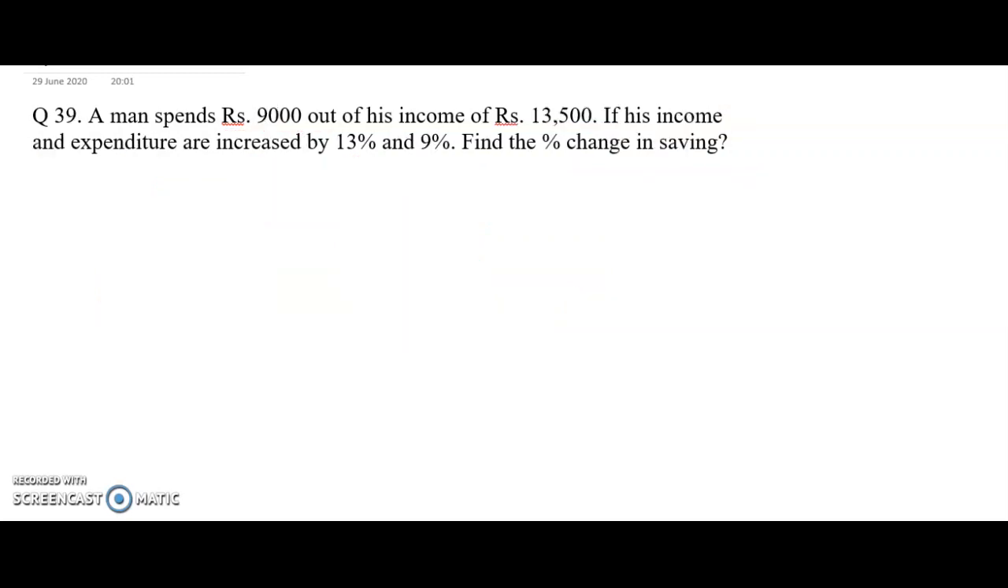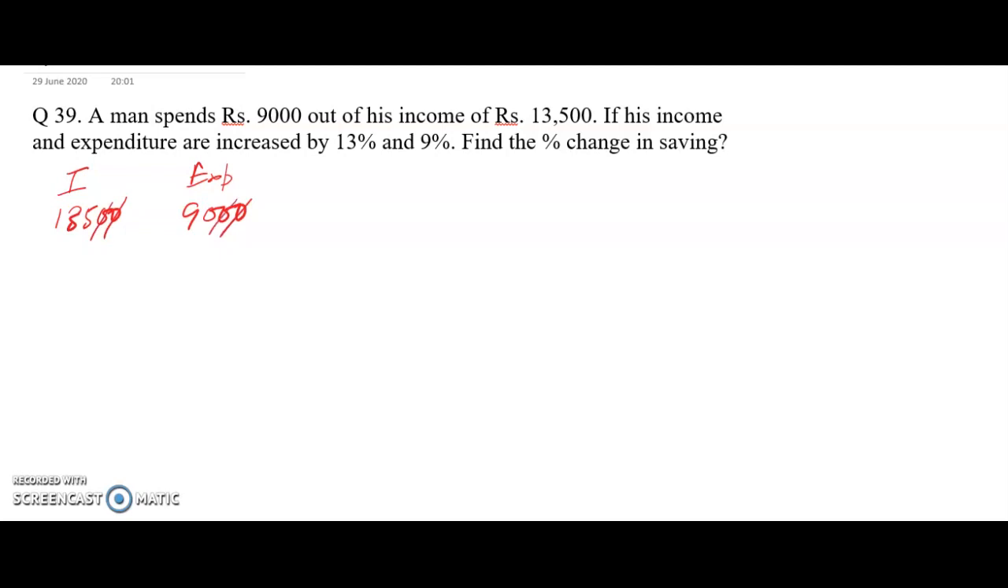Question number 39. A man spends rupees 9,000 out of his income of rupees 13,500. If his income and expenditure are increased by 13% and 9%, find the percentage change in saving. So in this question we have income as 13,500 and the expenditure is 9,000. So in this question we need to simplify this income and expenditure to the lowest ratio.